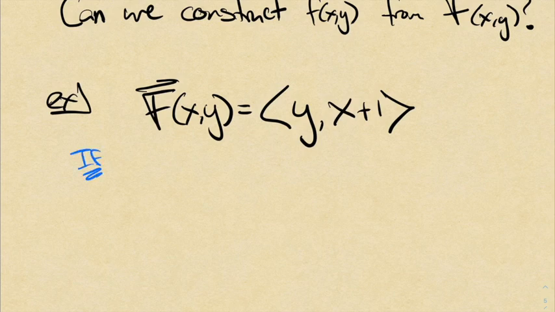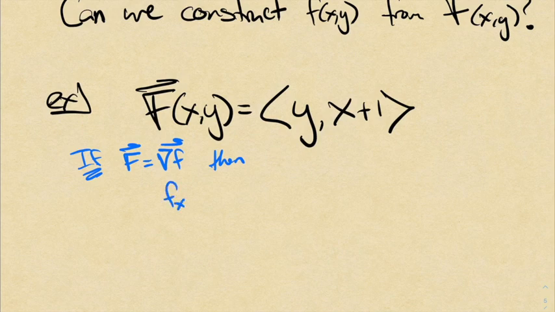If the vector field F is indeed equal to the gradient of some real-valued function little f, then in particular, the partial with respect to x of little f is equal to y. That's the first component of the vector field capital F. And the partial with respect to y is x plus 1. That's the second component of our vector field, right? That's how we make a gradient.